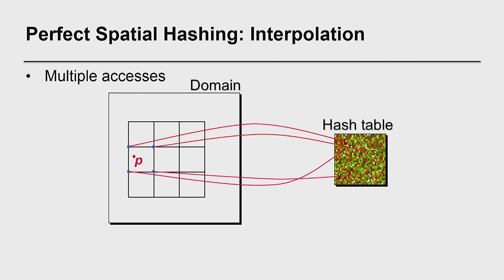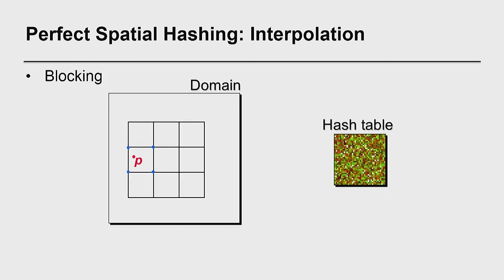Because if you want to know the color at this point P, you need to read these multiple points. And of course, it's going to be a little slower in 3D. One way to get over that is using what they call blocking. So instead of storing a single color value, I can store the colors of a block. So if I'm storing the colors of a block, then I can go and read that block data from my hash table instead of that color data.